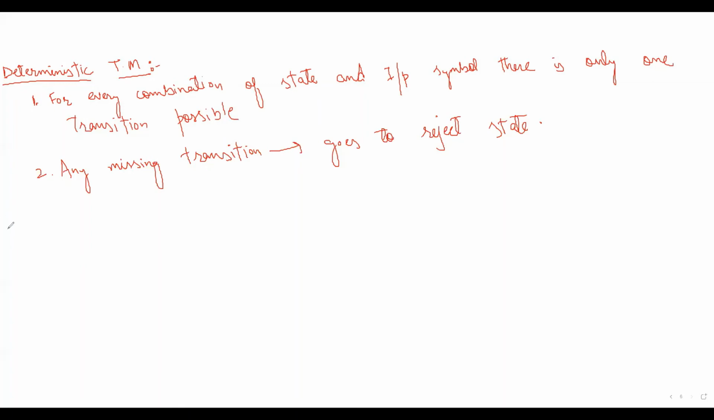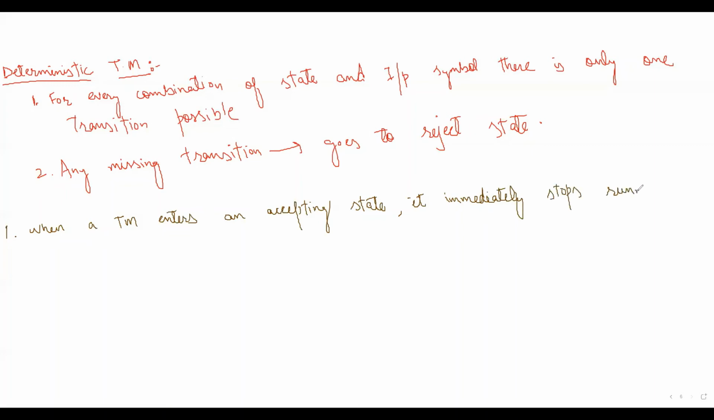And you have to keep some points in mind. The first point is what we have understood up to this point. First, when a Turing machine enters an accepting state, it immediately stops running and accepts whatever the original input was. So this is the first point. We have already discussed it.